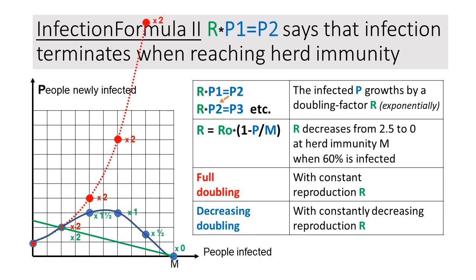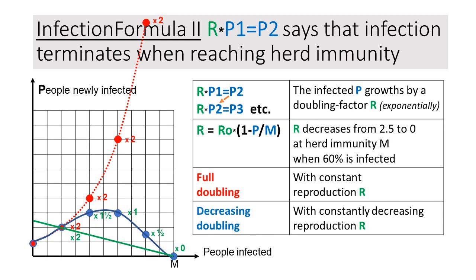The second formula shows the infection termination as a hill curve. It shows that the infection increases when the reproduction doubling factor is over 1, and decreases when the doubling factor is below 1. And because of a limited population, the reproduction factor will decrease steadily from its initial level to 0 when herd immunity has been reached.